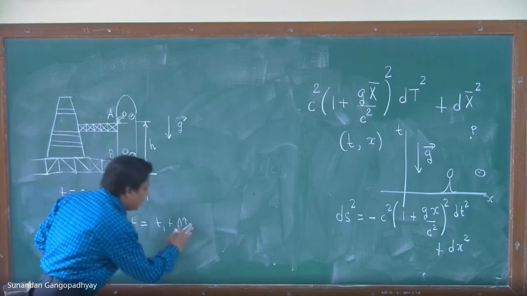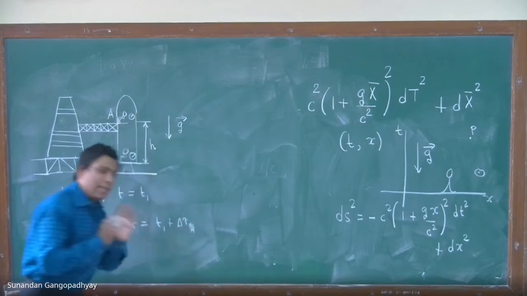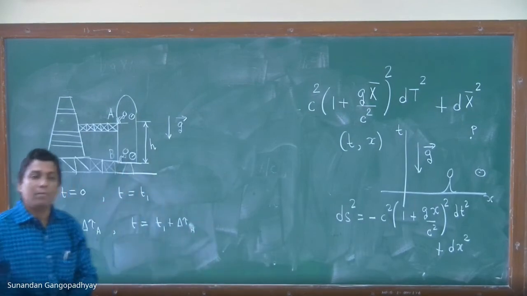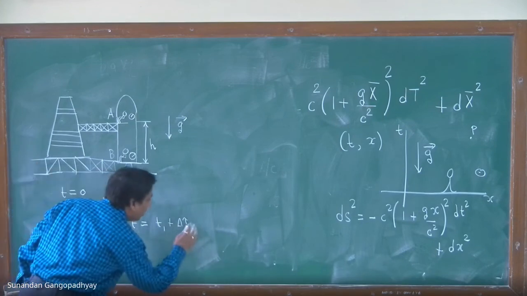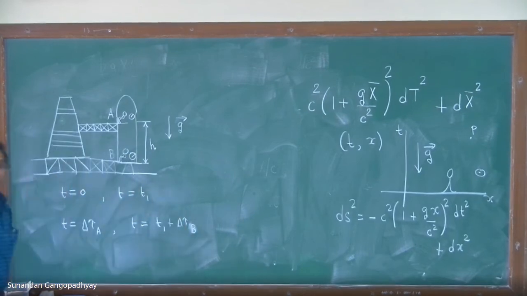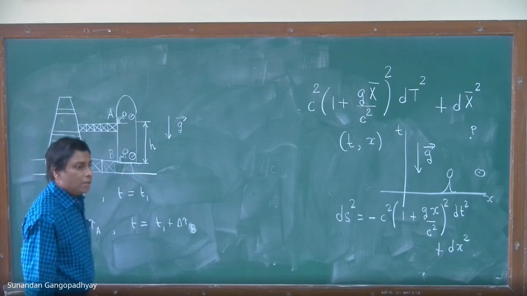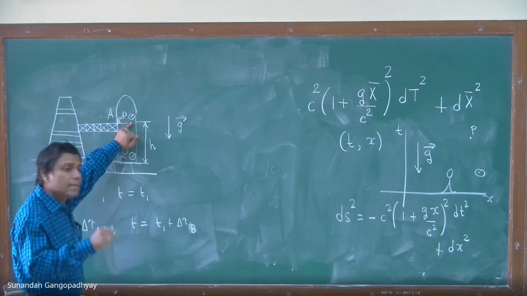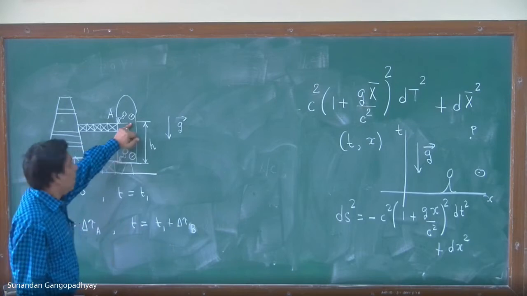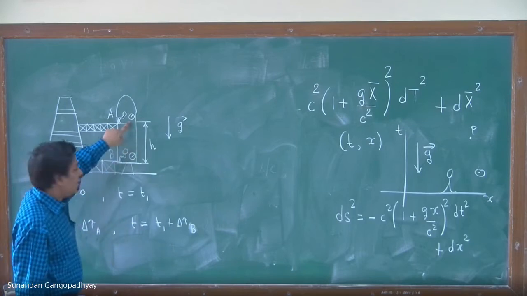You could have taken this to be delta tau a, taken it to be the same, and see what would have happened. You can do that. I will do it. But let us assume in general that this is delta tau b. In simple words, at time t equal to 0, he has sent a signal, and after 2 seconds, he has sent another signal.